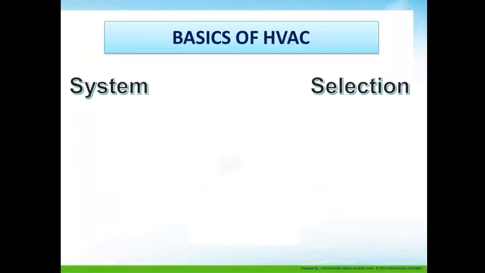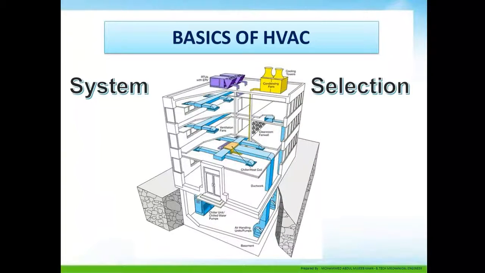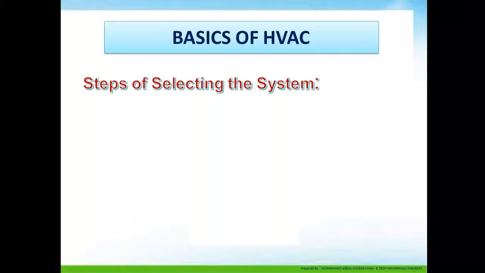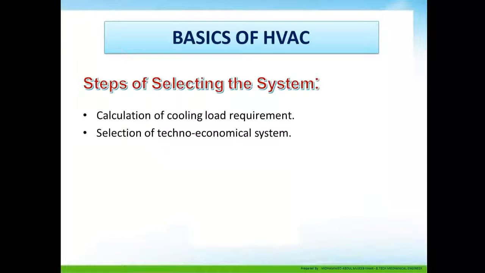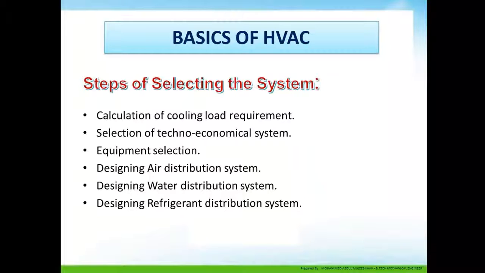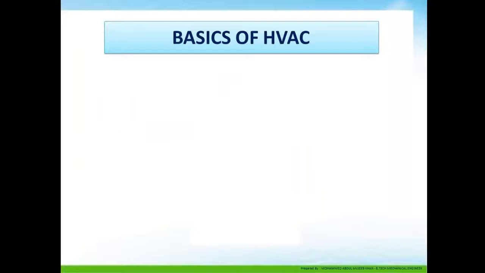System selection. How do we select a system? What are the requirements? What do we need to do for selecting a proper system? Steps for selecting a system: calculation of cooling load requirement, selection of techno-economical system, equipment selection, designing an air distribution system, designing a water distribution system, designing a refrigerant distribution system, and evaluation of the system to be used.